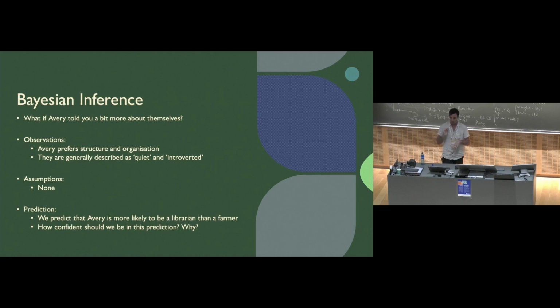Would anyone like to hazard a guess about how confident we should be in this prediction? And any reasons why we might or might not want to be confident? It was kind of touched on a little earlier with that question. All right, so it's this idea that just because we have no assumptions doesn't necessarily mean that there aren't external factors that we aren't observing.